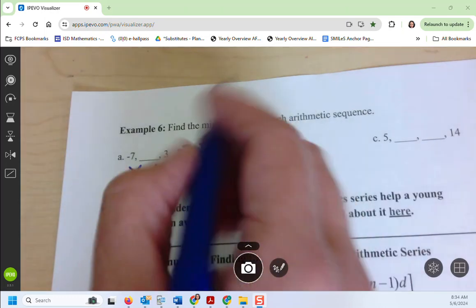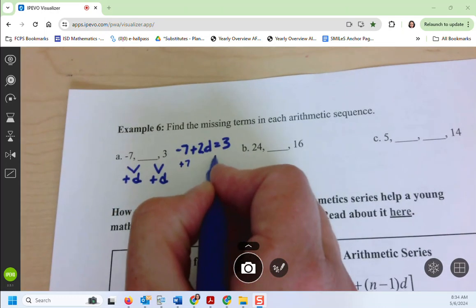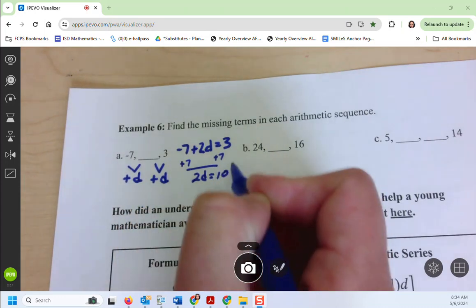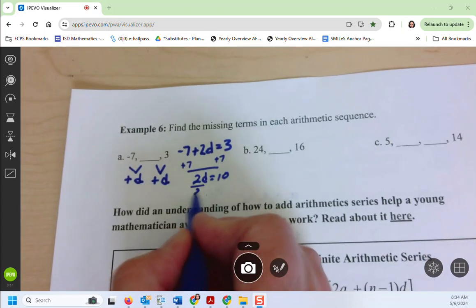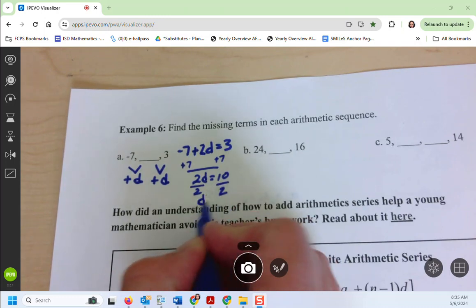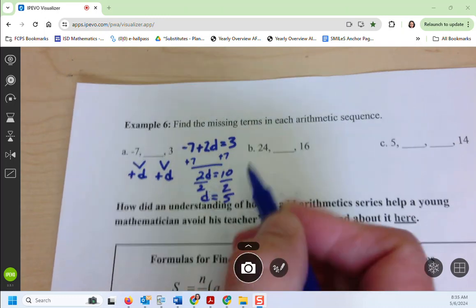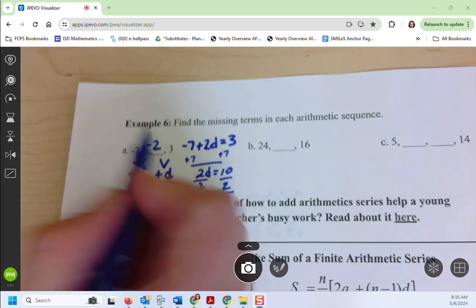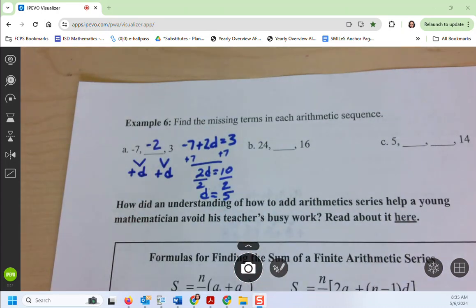And then I just solve this. I'm going to add 7 on both sides. 2D equals 10. And then divide by 2. And that gets me D equals 5. So that means I'm adding 5 each time. So if I add 5 to this, I get -2. I want you to try that method on the next one.